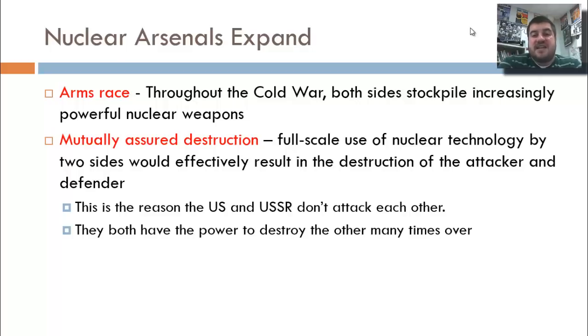And why don't we use these on each other then? If we're just making weapons to make weapons and we don't fire them, we don't do it because of mutually assured destruction. What that is: if we fire our weapons, we don't have enough time to destroy all of theirs before they would fire some of their nuclear weapons at us, and it would effectively result in the destruction of the attacker and the defender. And so we don't attack each other because it would bring an end to human civilization, even though we both have the power to destroy each other over and over and over and over again.